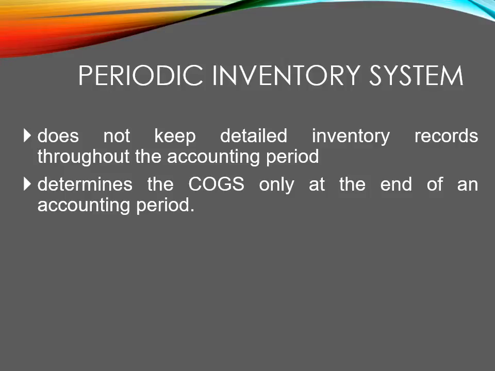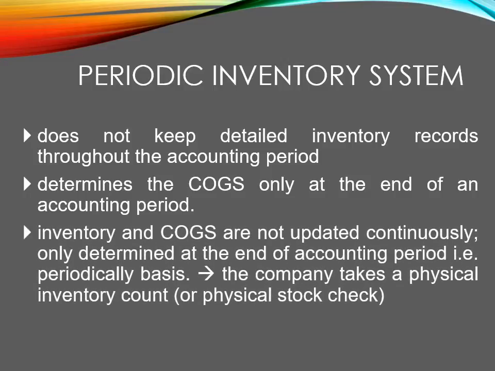The periodic inventory system only determines the value of cost of goods sold at the end of the accounting year. Normally we will calculate at the end of the year. For example, your accounting year ends at 31st December. Around that time, you will calculate the cost of goods sold and also the inventory value.